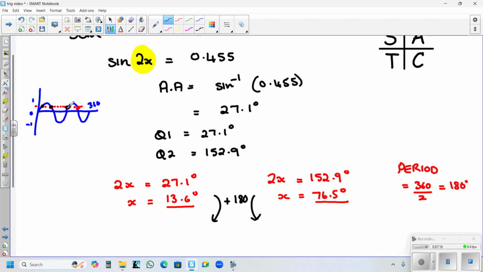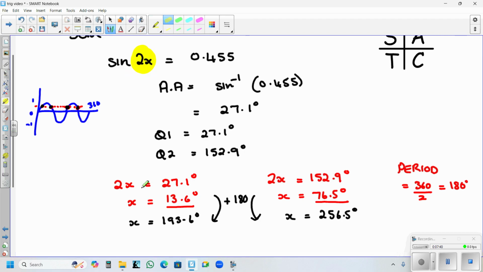Now I want to find what that one is and that one is. But we know that they repeat every 180. So that one pairs with that one and that one pairs with that one. So 13.6 add on 180, that would give me 193.6 degrees. And add on 180 to that one, and that means I have got 256.5 degrees.